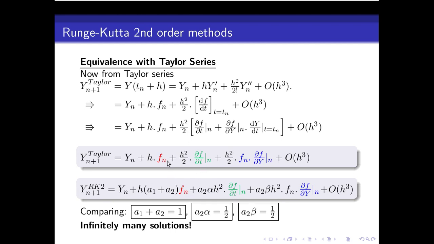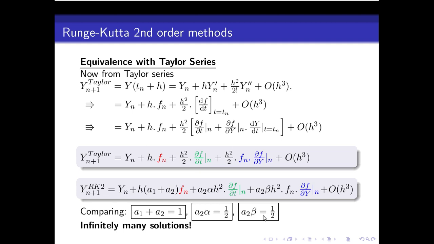So what is the coefficient of fn here? This is h. And what is the coefficient of fn here? This is h into a1 plus a2. This tells us that a1 plus a2 is equal to 1. Similarly, a2 into alpha is equal to half, and a2 into beta is equal to half. So we get three conditions here.